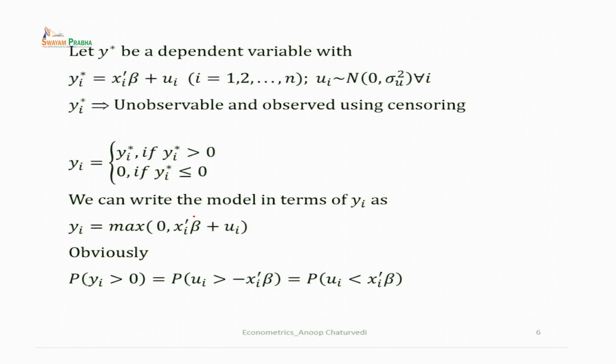So, in terms of yi, you can write the model as yi equal to the maximum of 0 and xi transpose beta plus ui. If xi transpose beta plus ui is negative, then it takes value 0, otherwise yi takes value xi transpose beta plus ui. Then obviously, the probability that yi is greater than 0 is equal to the probability that ui is greater than minus xi transpose beta.